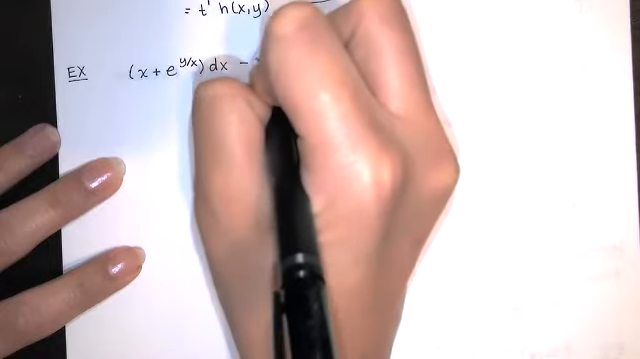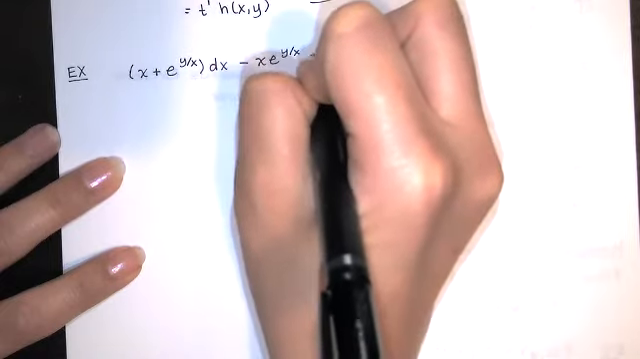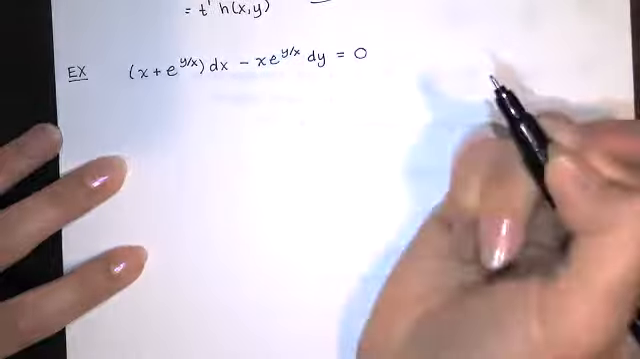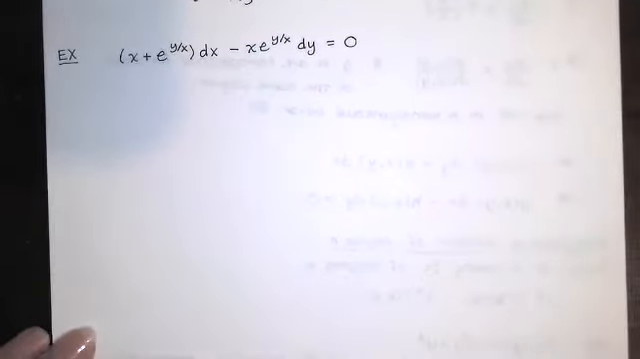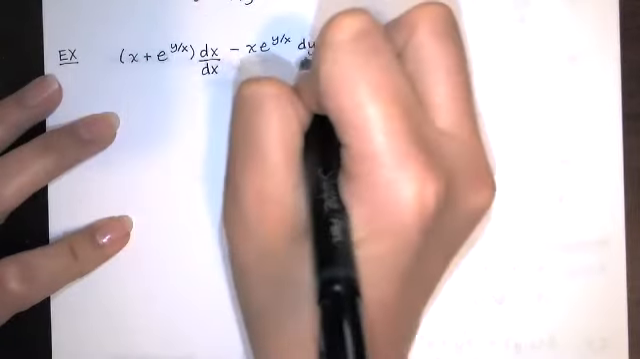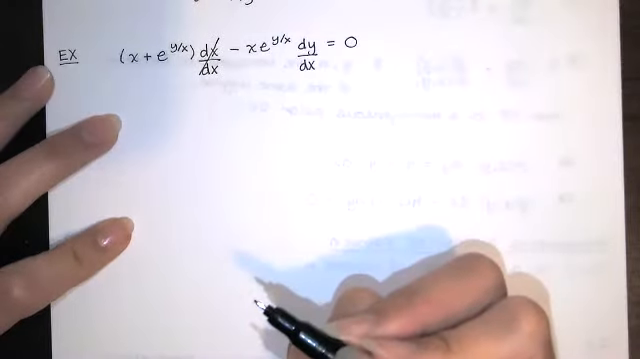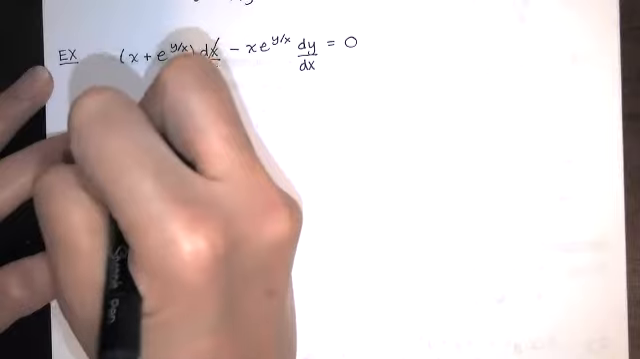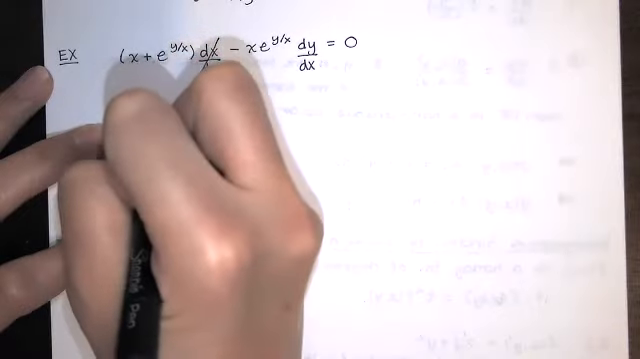x plus e to the y over x times dx minus x times e to the y over x dy is equal to 0. So the differential equation is written in a slightly different form this time. But we can divide every term by dx, and of course 0 divided by dx is just 0. And then we can solve for dy dx.